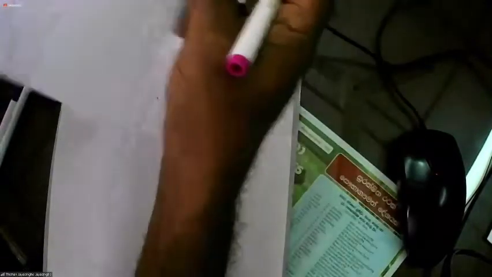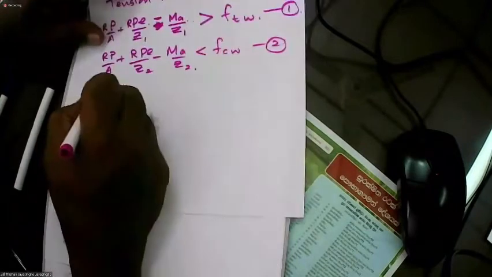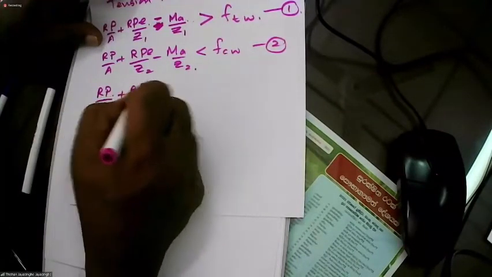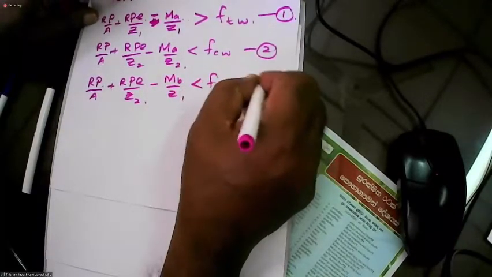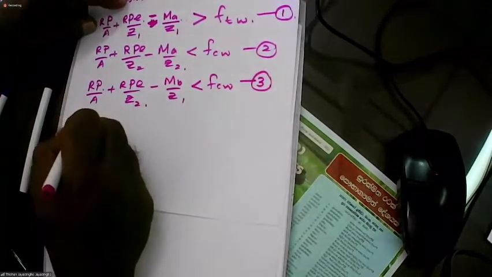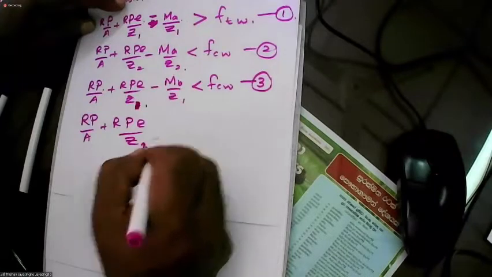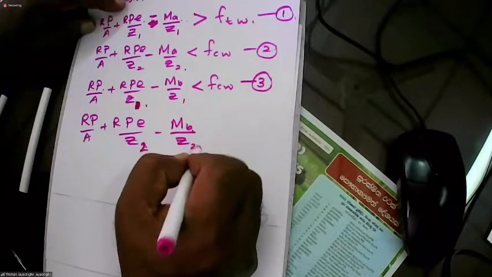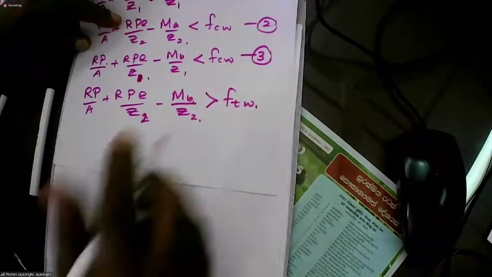So when the minimum moment acts, it goes like this. When the maximum moment acts, it goes like this. So it goes into compression, so the failure is compression should be less than compression at working, number 2. RP over A plus RPE over Z2 minus MB over Z1 should be less than FCW, number 3, because the top fiber fails in compression when the maximum moment acts. RP over A plus RPE over Z2 minus MB over Z2 should be greater than FTW because the bottom fiber fails in tension. So this is number 4.